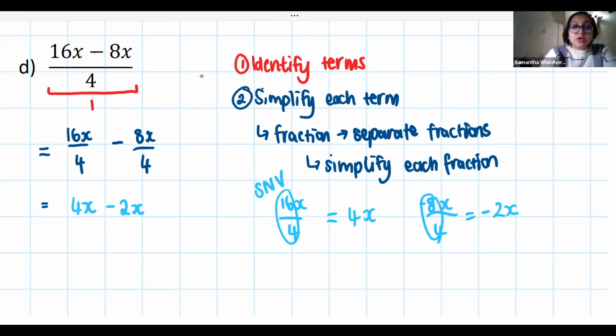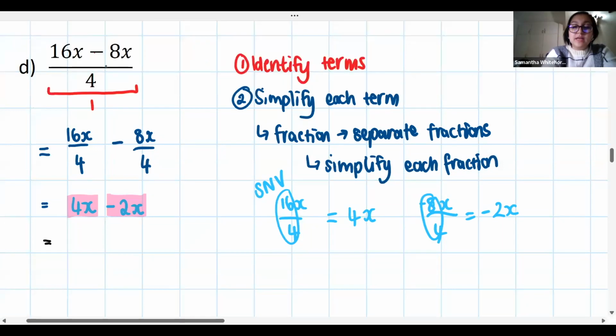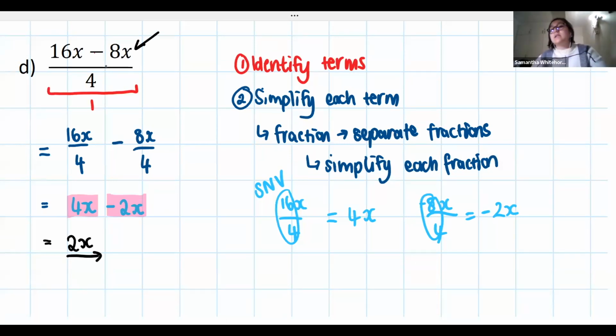We check for like terms, as we always have to do. We can see that they are like terms to each other, and so we can subtract. 4x minus 2x gives us 2x. If you noticed that 16x and 8x were like terms and you first subtracted them and then simplified, that's fine. The reason I'm showing you this way is because that won't necessarily always be the case. We won't always give you like terms in the numerator, so you have to separate the fraction. This way will work for any fraction that you have.